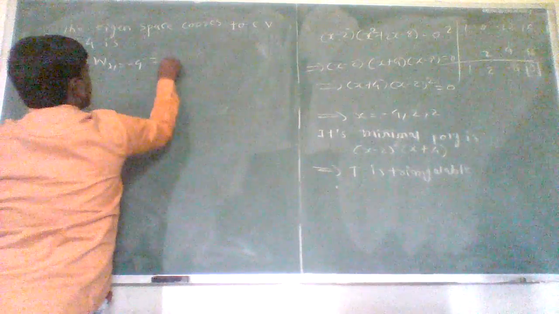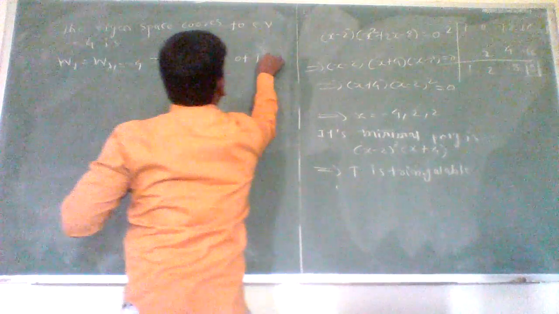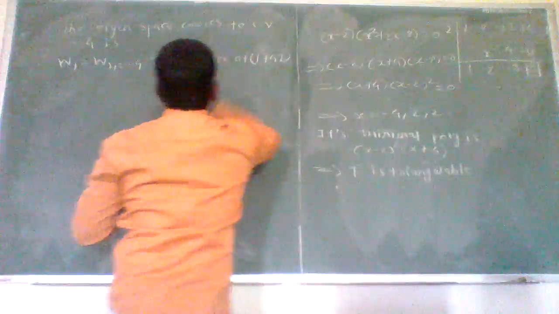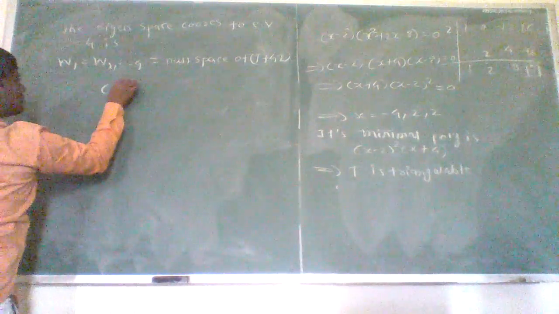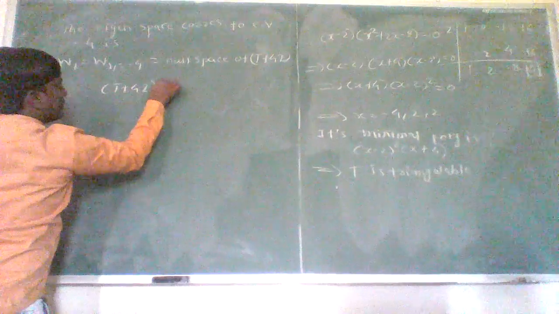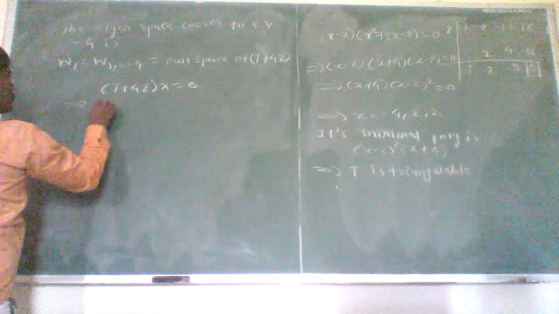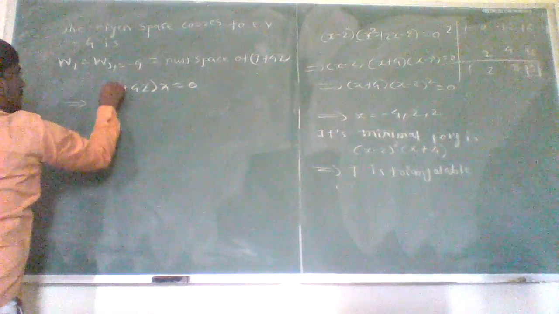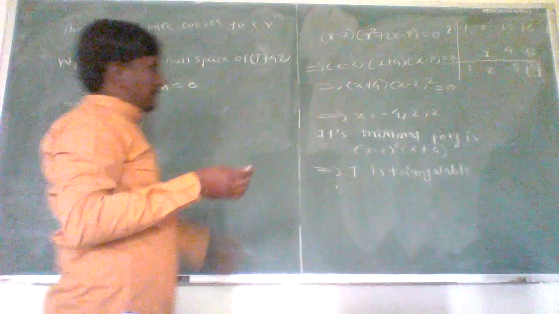That is, it is nothing but the null space of T plus 4I. It is a collection of its corresponding eigenvectors. So (T plus 4I)(x) will be equal to 0. The null space is the set of vectors that the mapping sends to the zero value of the codomain. So T plus 4I is nothing but A plus 4I, where A is the matrix A.